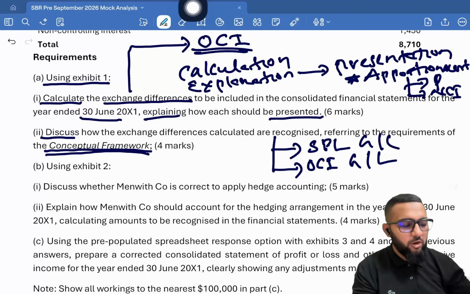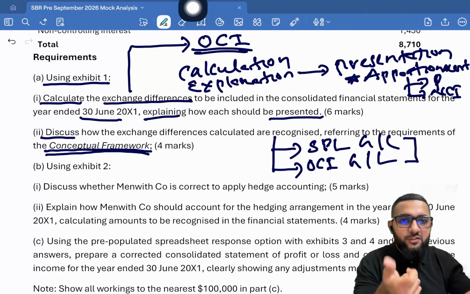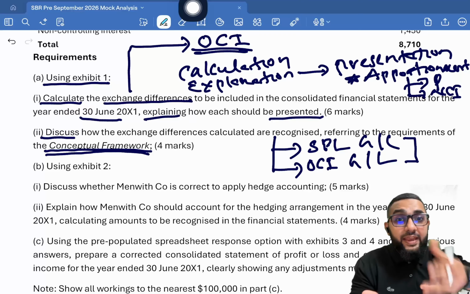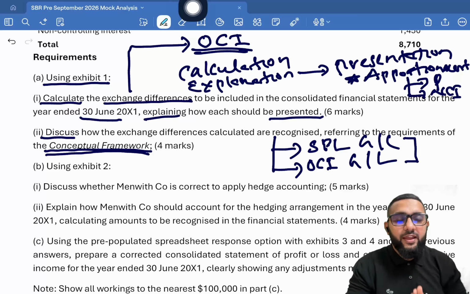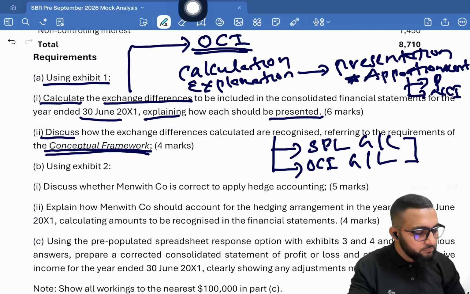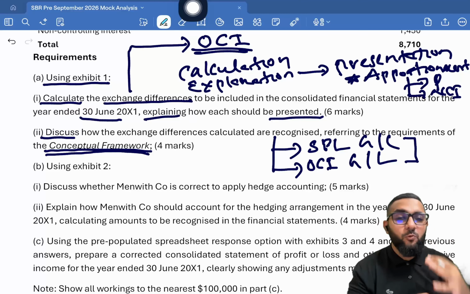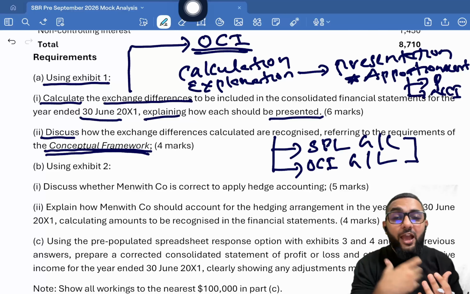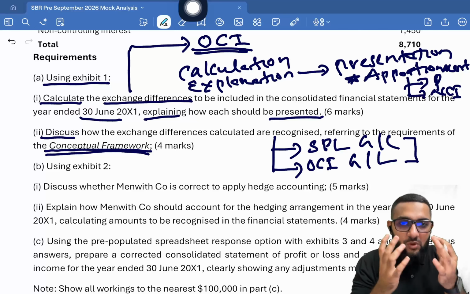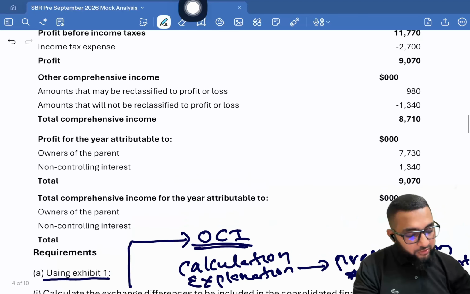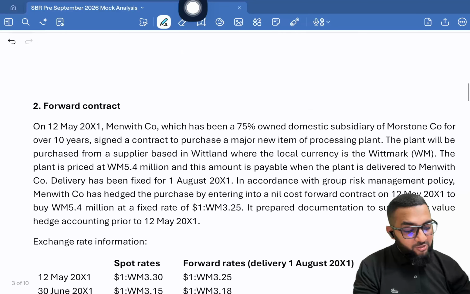So you have to talk mainly from the perspective of when there are two sections where the same exchange difference is shown, how that's affecting the conceptual framework related qualitative characteristic. Okay, right. So that's requirement A. So we've planned the answer. Now, when we go into the exhibit, we have a better idea as to how to respond to that question. Now let's go and read the exhibit before we read requirement 2 or B.